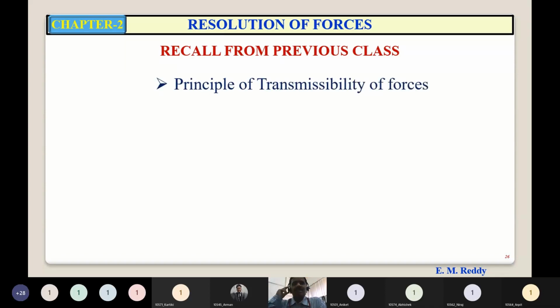Principle of transmissibility of forces. It states that if a force acts on a rigid body at a particular point, that force can be assumed to act at any other point along the same line of action, but within the body, right? Means we can transfer the force from one point to another on the same line of action without changing the effect of the force on the body. That is principle of transmissibility of forces.